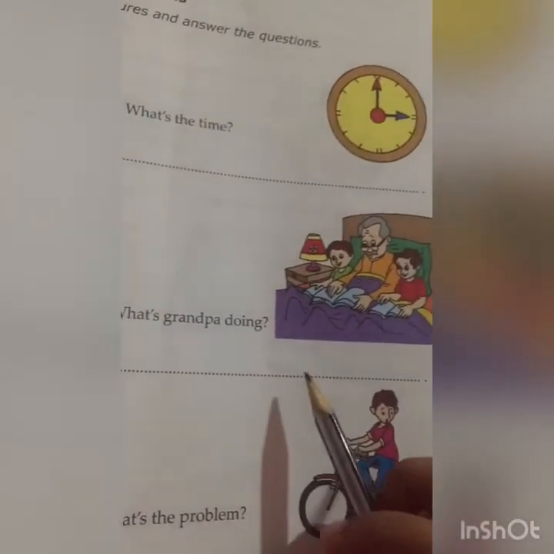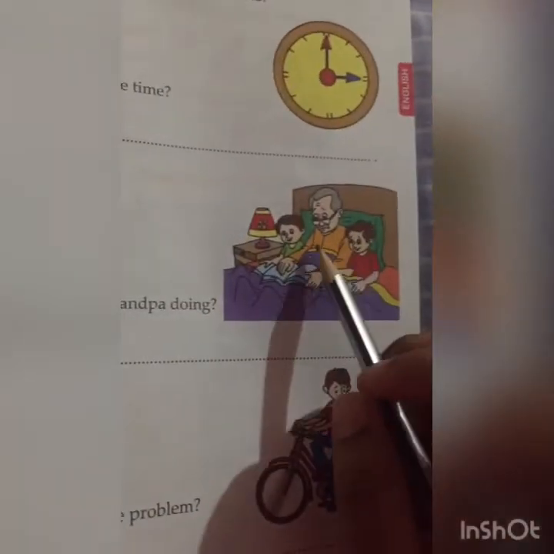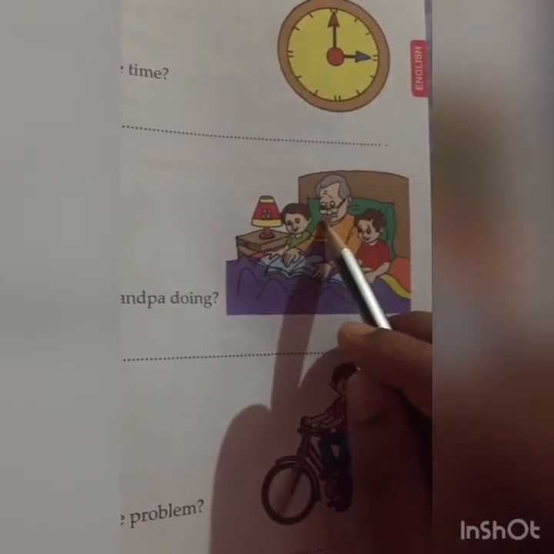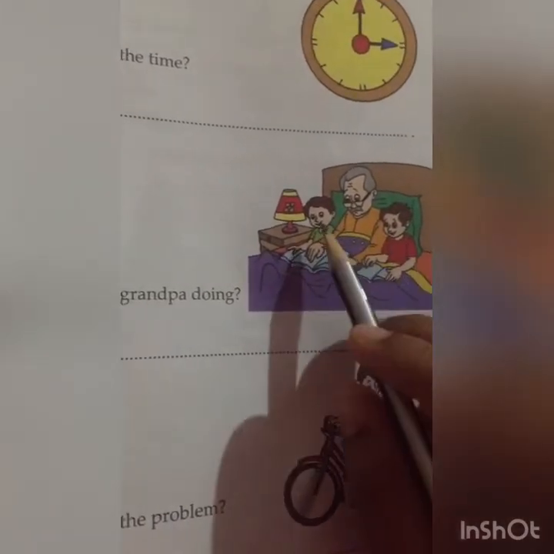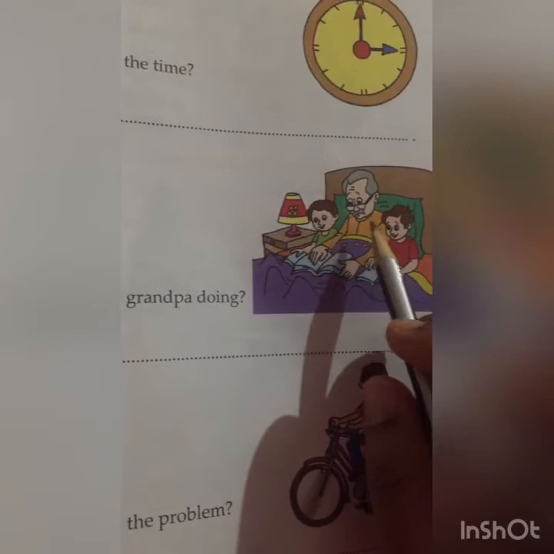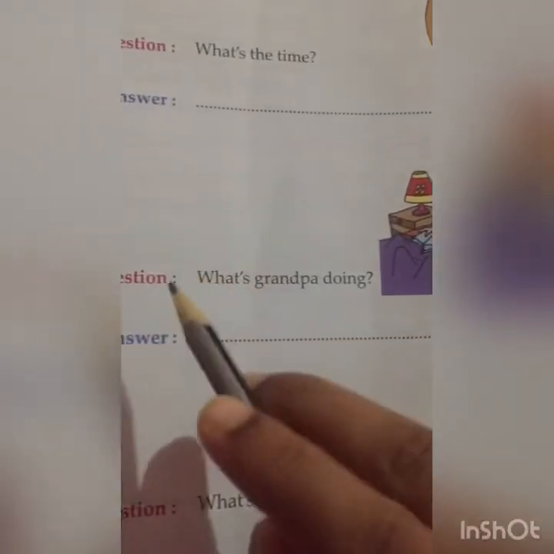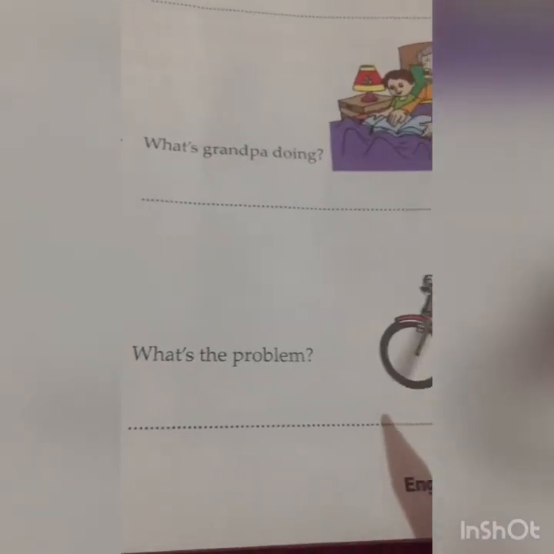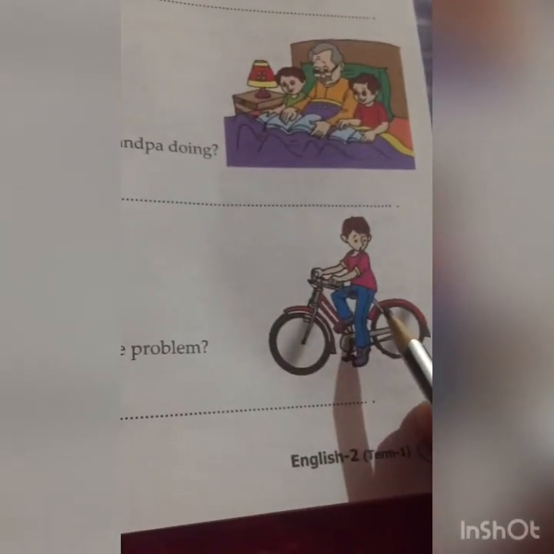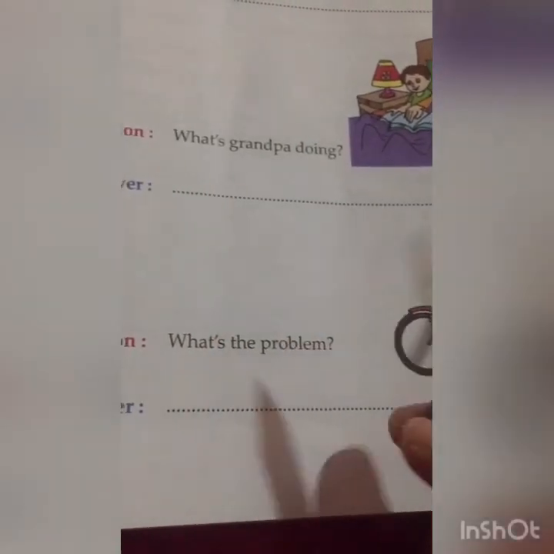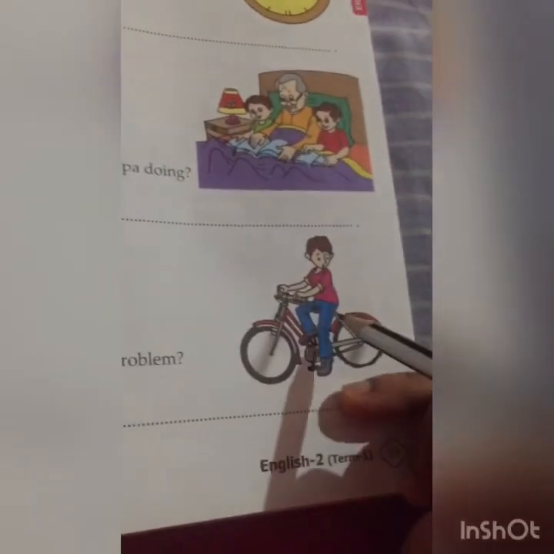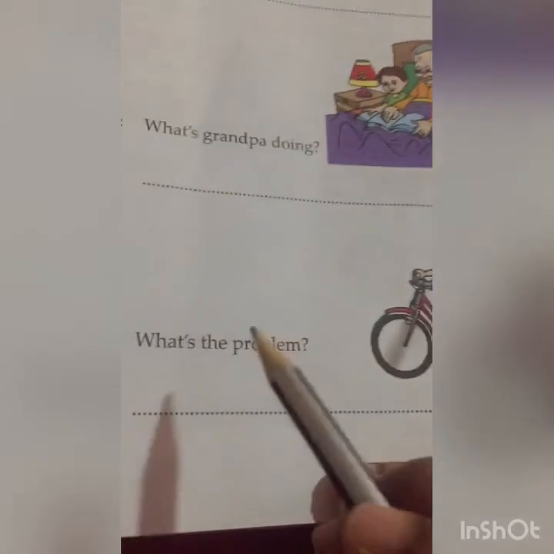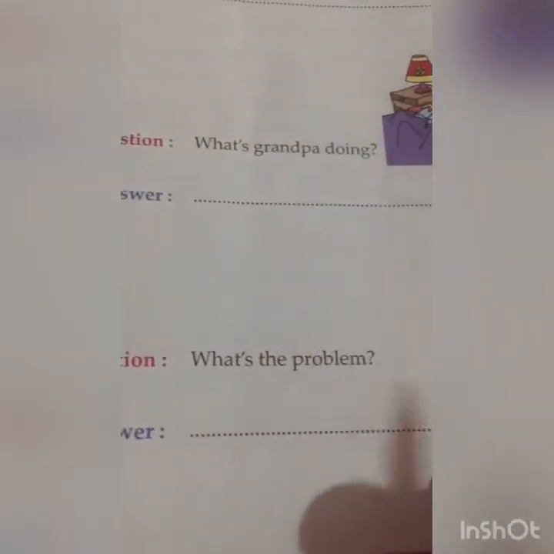Second one is, what's grandpa doing? There is a picture here. What is he doing? He is reading a story to the kids, right? So you have to write it here. One more picture is there. What is the problem? By looking at the picture, you have to write the answer. Okay?